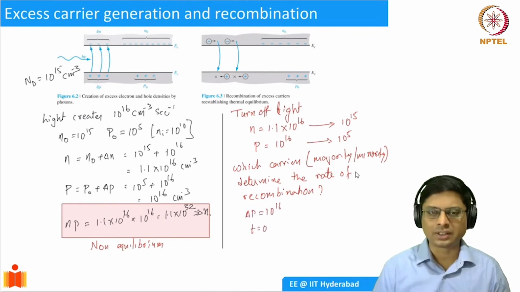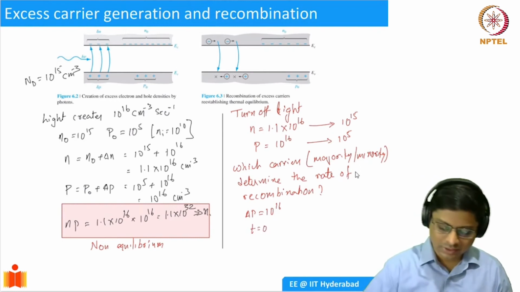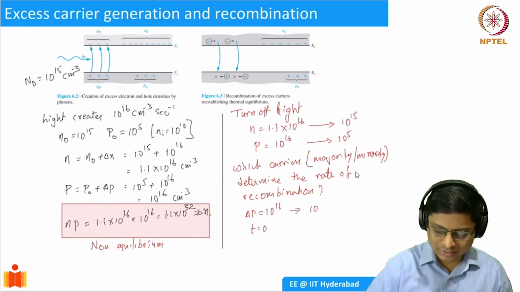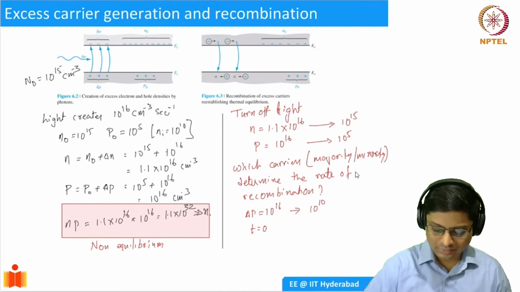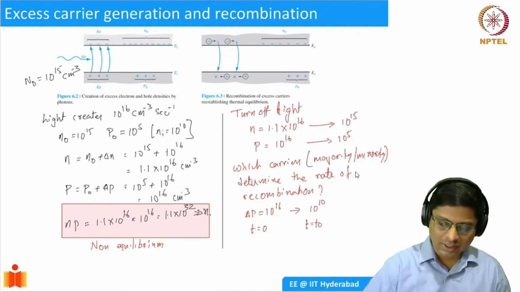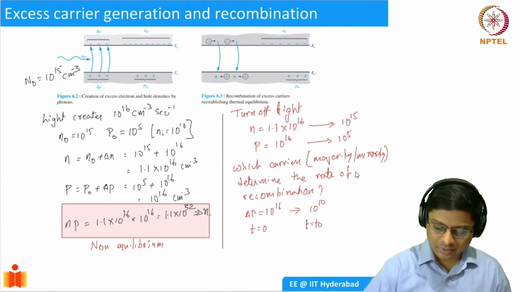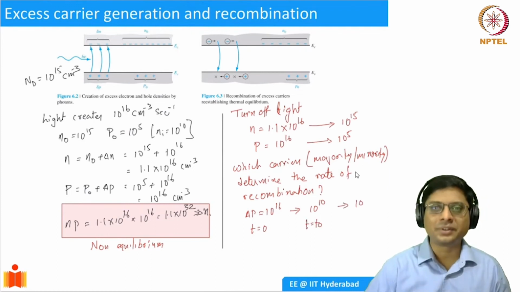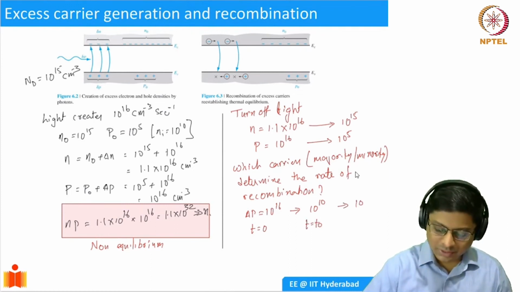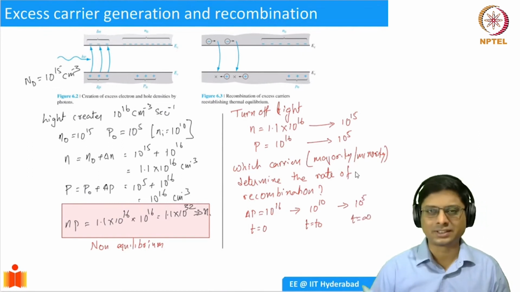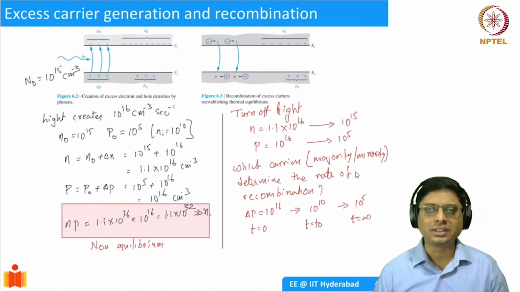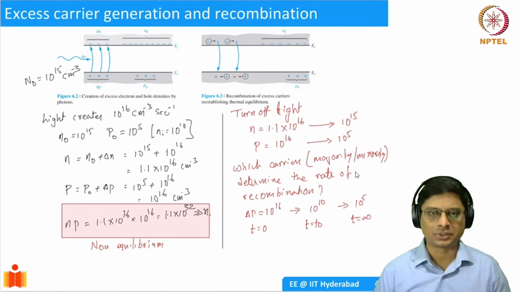Okay, you started out with that. After a certain time t naught, it might have become 10 power, let's say, 10, at t equal to t naught. And then after a very long time, we will define what this very long time is, it's going to become 10 power 5. Let's say this is t equal to infinity, just as an example. It's not going to be really infinity. We'll see some examples.